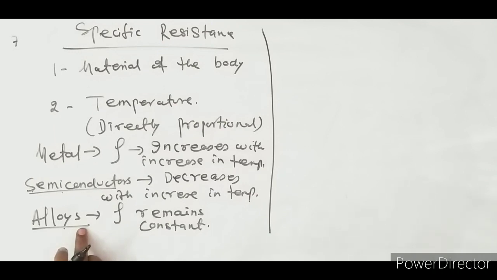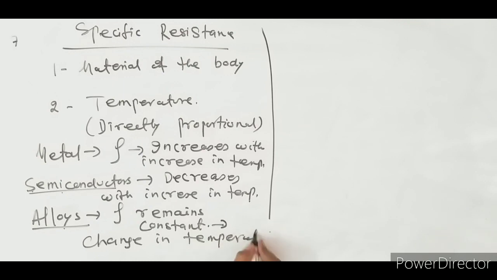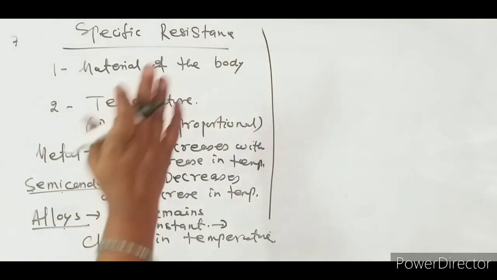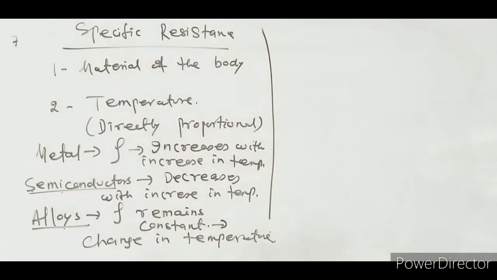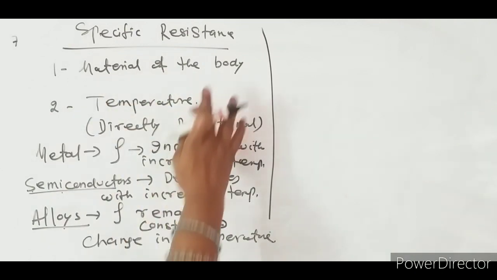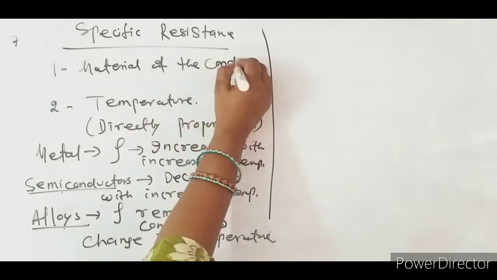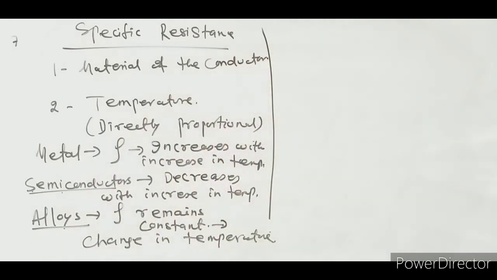Okay, so rho remains constant with change in temperature. The specific resistance, the factors affecting it: it depends upon the material of the conductor. What type of conductor you are taking, and it is different for different substances.